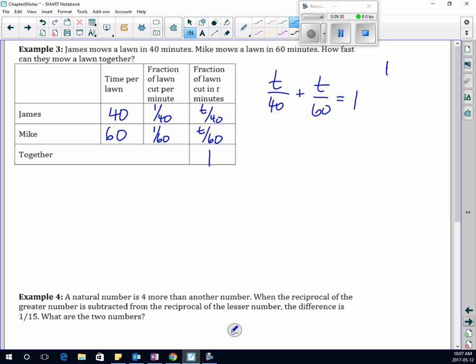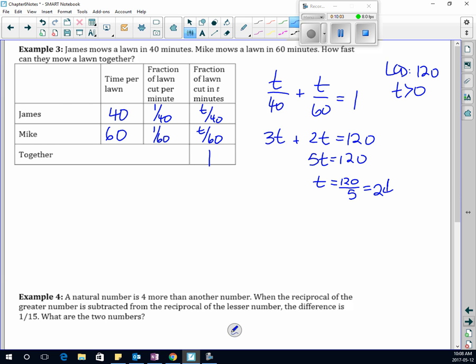My LCD would be 120. T has to be greater than 0 because time would have to be greater than 0. And also, we don't have any non-permissibles. So if I multiply each and every term by 120, I will get 3t plus 2t equals 120. 5t equals 120. So t is going to be whatever 120 divided by 5 is, which is 24.